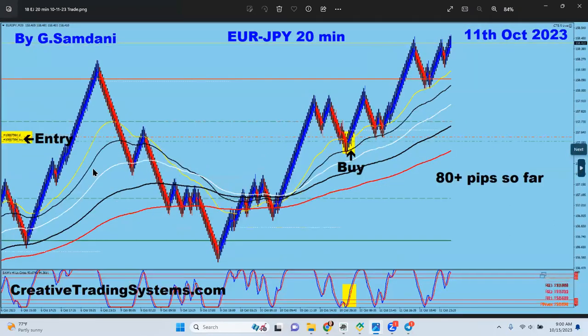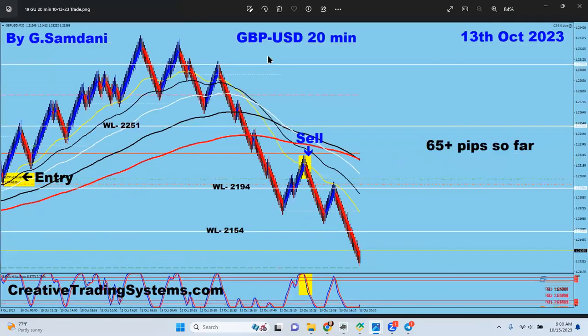And here you can see Euro yen, also beautiful entry here, taken by the EA robot and gone with the win. 80 pip here. And this one, pound USD on the 13th to the downside. USD starts getting strong again. And see this little arrow? This was also opened by the bot.